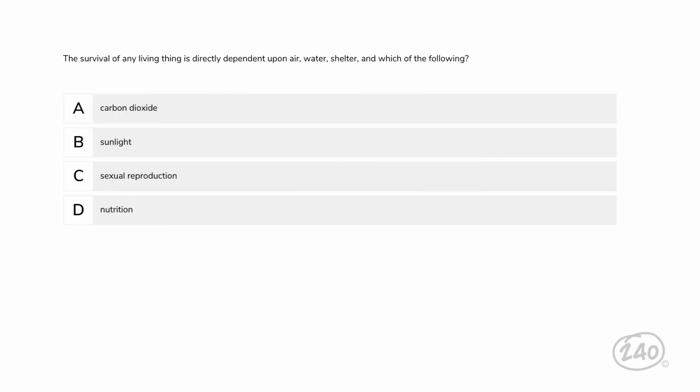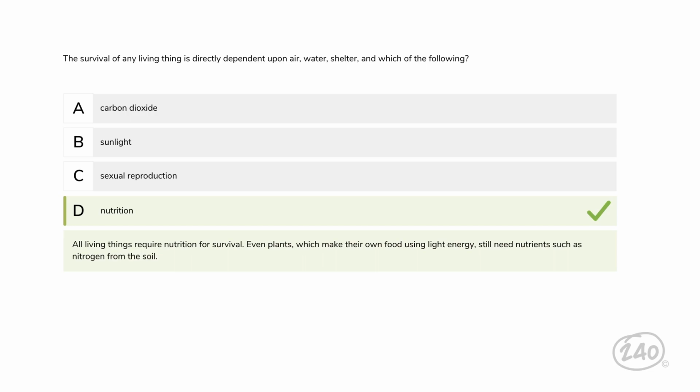Let's look at a life science question. The survival of any living thing is directly dependent upon air, water, shelter, and which of the following? Carbon dioxide, sunlight, sexual reproduction, or nutrition. Both reproduction and nutrition were on the list we looked at earlier. But the key here is that not all organisms use sexual reproduction. Some actually reproduce asexually, so D is the best answer.